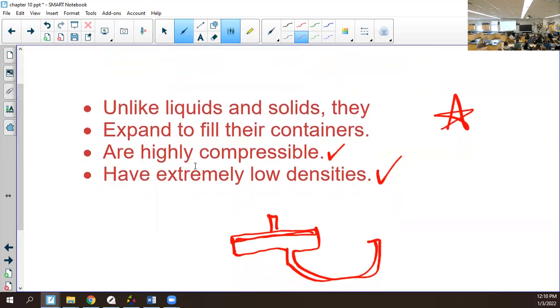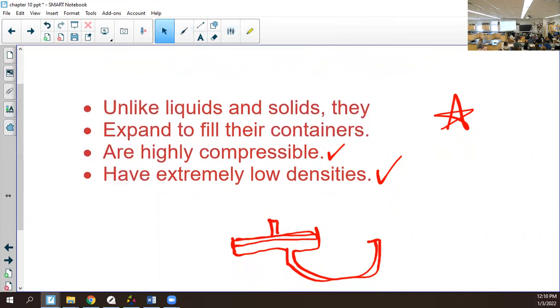They are very compressible. A solid and a liquid are not compressible really at all. All right. This is my picture of hydraulics. Hydraulics work by trying to compress a liquid, and it won't compress. So what they do, they apply a pressure to a liquid over a large area, and then they have it reduced to a small area.